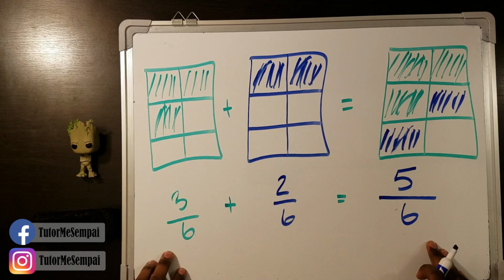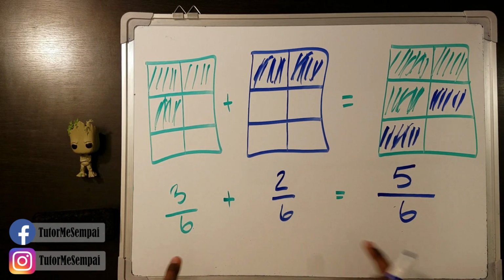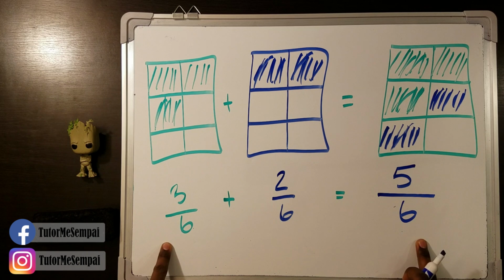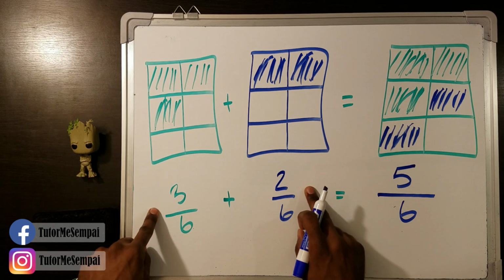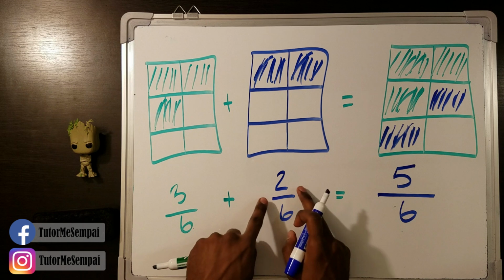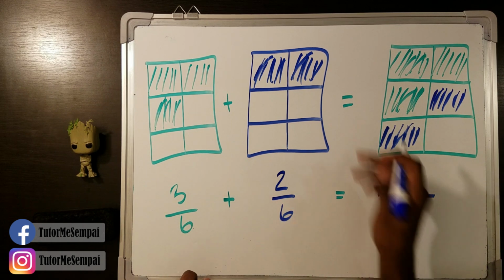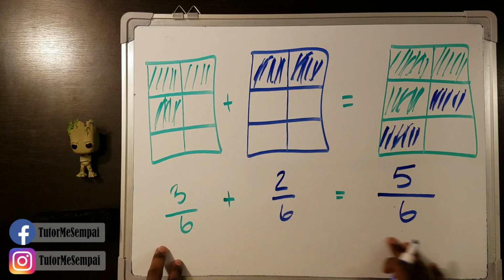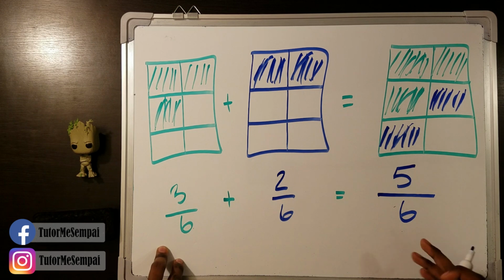So if you look at the bottom, remember our steps. Our first step was same bottoms. Are our bottoms the same? Yes. And then the following step was across tops. Well, what are we doing across the tops? We're adding across the top. So 3 plus 2 gives us 5. So our model shows us exactly what we did with our fractions.